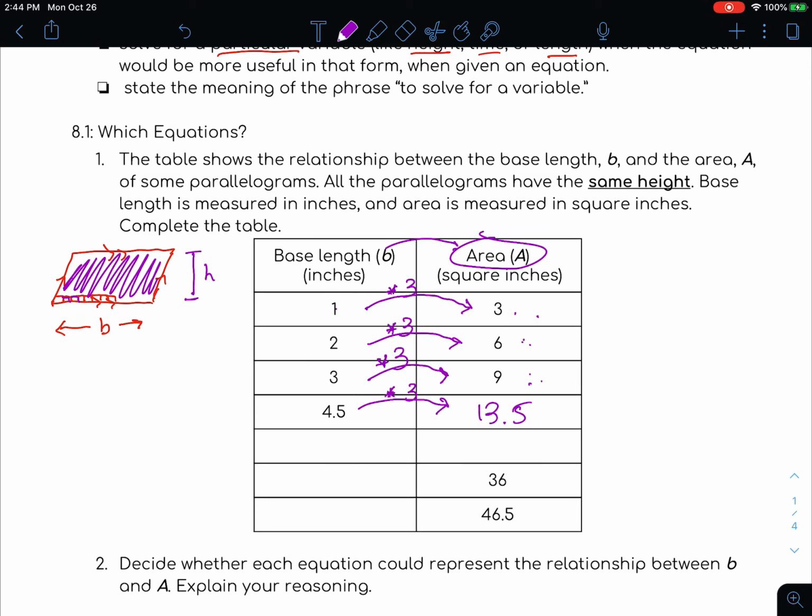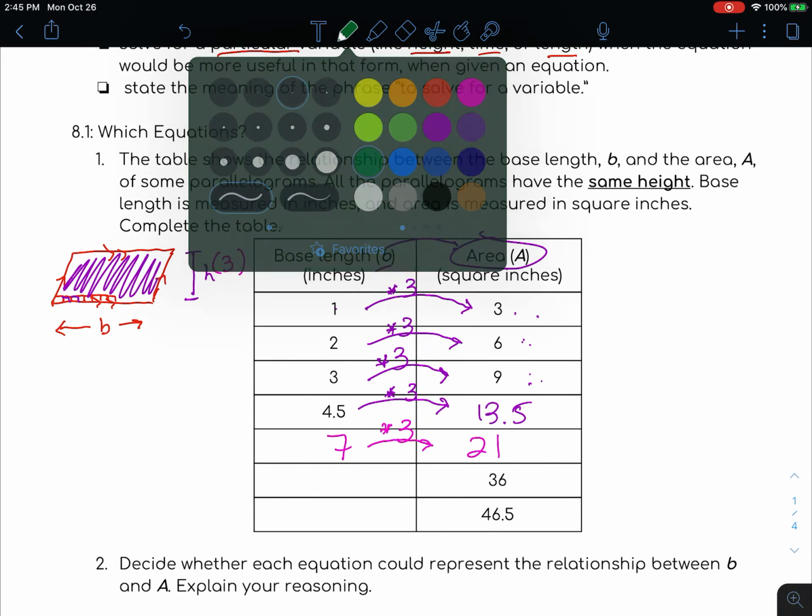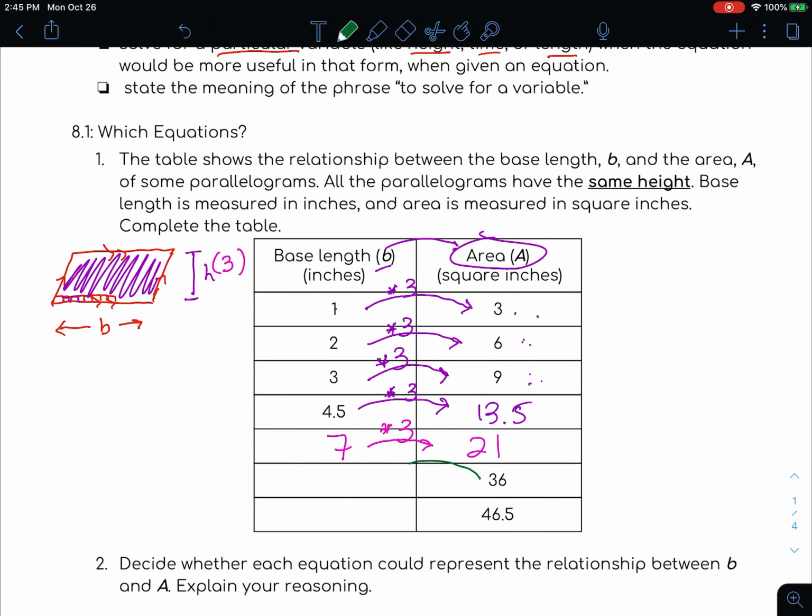7 times 3 then, if I have a base length of 7 and I've got that pattern here, I'll notice that I get an area of 21 square inches. At this point, hopefully you're noticing that the height in this problem is going to end up being 3, if you know how to calculate the area of a parallelogram, but we can come back to that later. What if we are given the area and we have to work backwards?